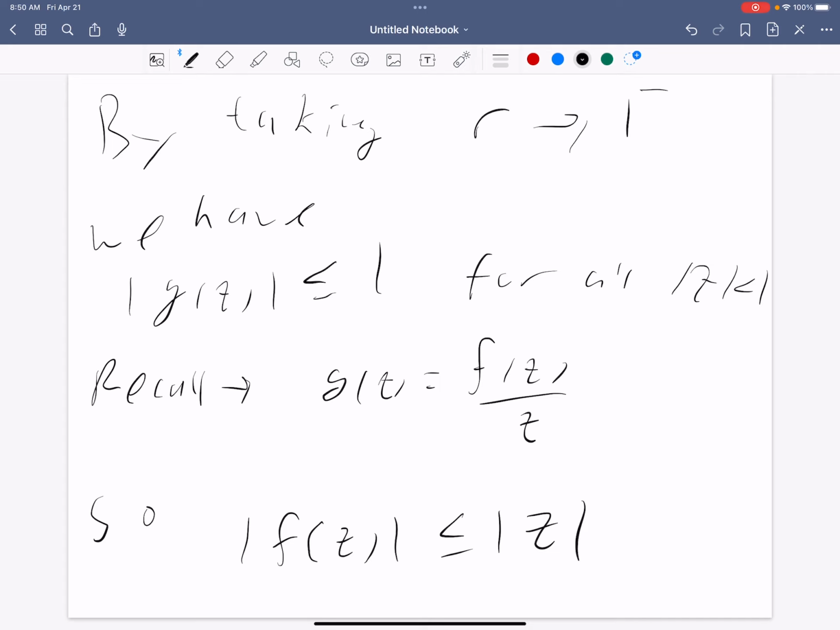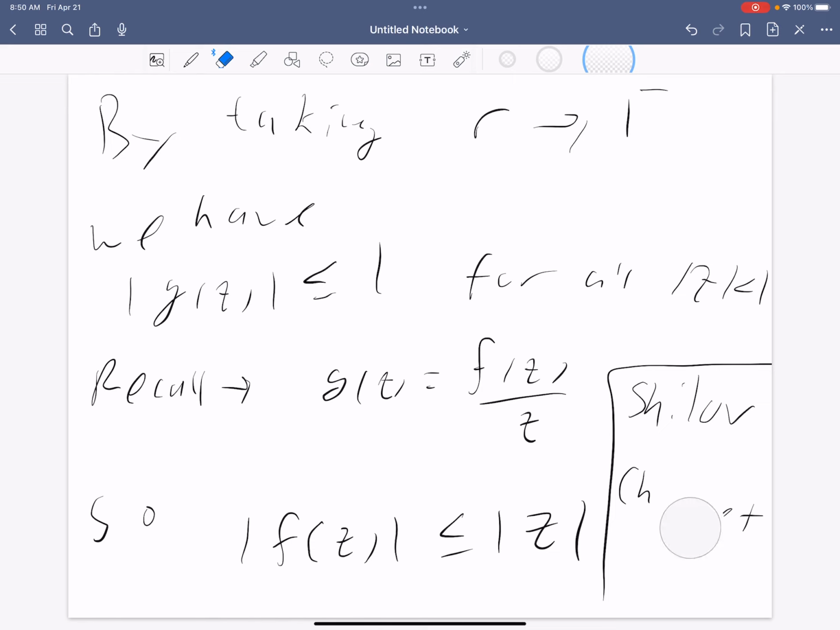Choquet boundary, so while I'm talking about that, let me side note here. Shilov is spelled like that. Choquet is spelled like this. Choquet boundaries are things kind of mildly related to the max mod principle.